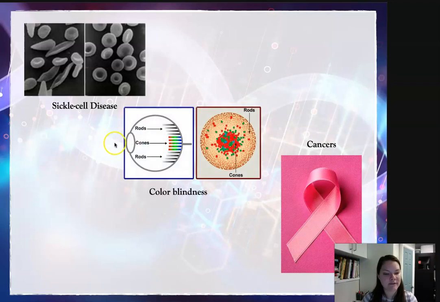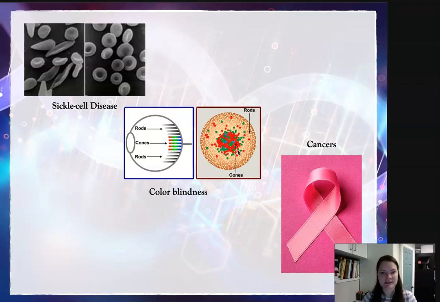We can also have, so here's a diagram of the eyeball, and in the back of the eye we have these different rods and cones, and they pick up light waves. If you have a mutation in the cells that pick up colored light, it leads to color blindness. So that's just a mutation.